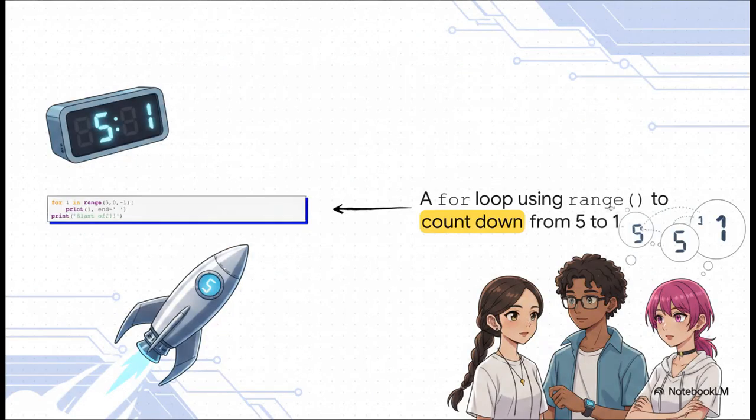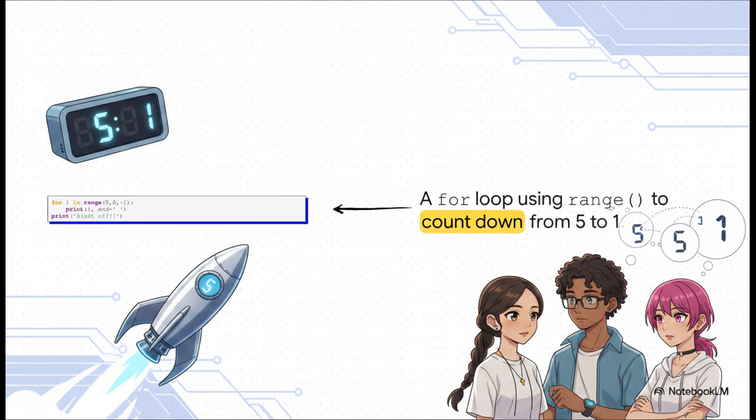So let's put this into practice. We've got for i in range(5, 0, -1). What we're basically telling Python is, create a number, let's call it i, and for every single step in the sequence that starts at 5, goes down towards 0, and takes steps of -1, do this next thing. And that next thing is just to print i.